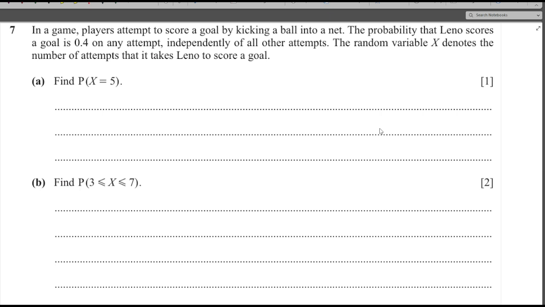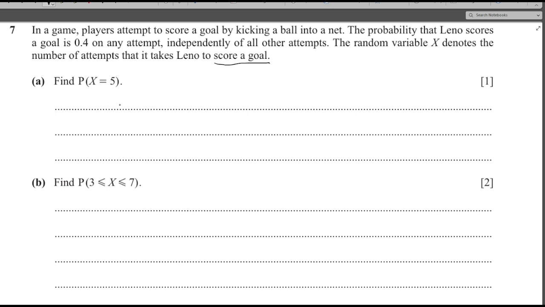Now, when I'm saying probability x equal to 5, that means I have to find the possibility that x is what? X is the number of attempts that it takes. So I have to find the probability that it takes 5 attempts to score a goal. So it takes 5 attempts. That means on the 5th attempt, Lino scored a goal. So on the 5th attempt, now this is a case of geometric progression.